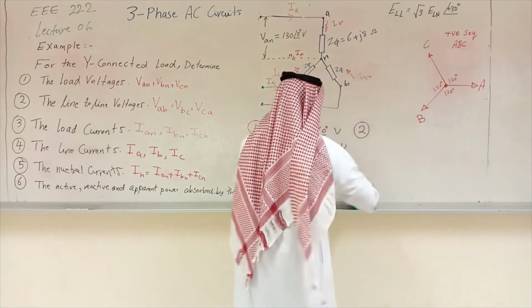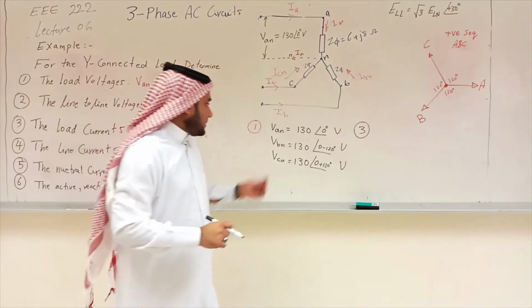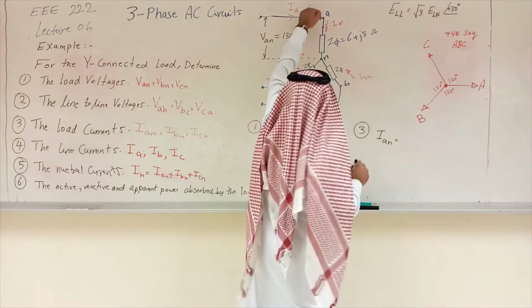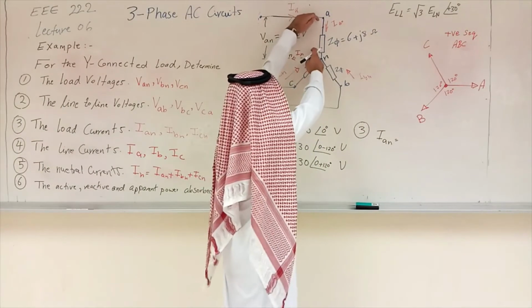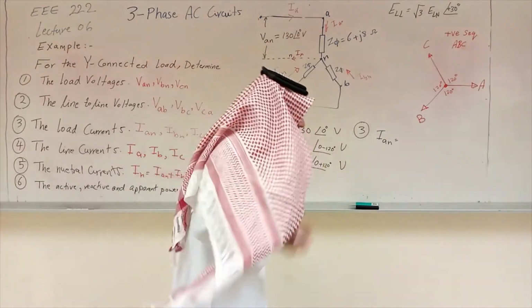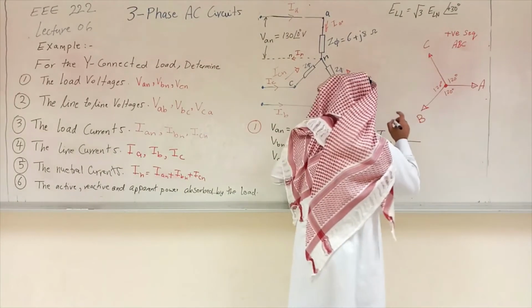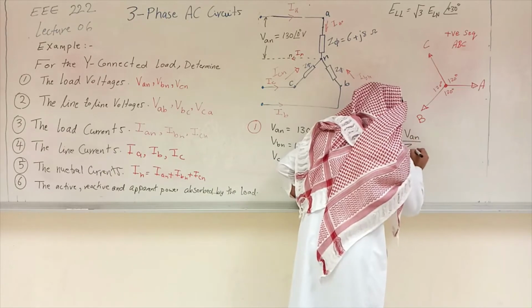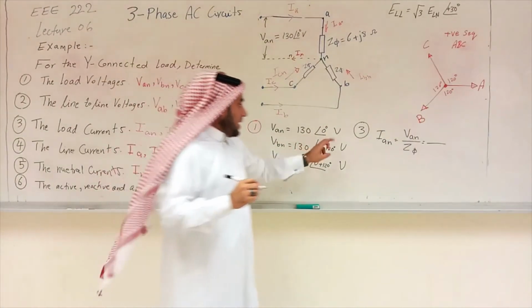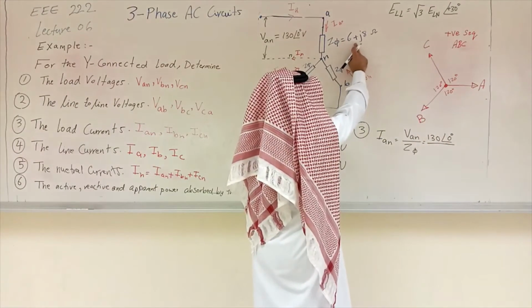Just because I don't have space here, let me take this one out. And this will be number 3. Of course you can pause the video anytime and take the notes. Number 3 is the load currents. So what will be IAN? Ohm's law. What will be the current in this load here? It's basically the voltage here, which is VAN, over Z phase, right? That's Ohm's law. So VAN is 130 angle 0 over Z phase, which is 6 plus j8.